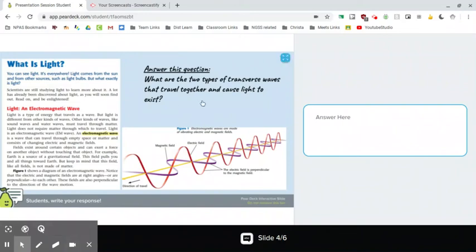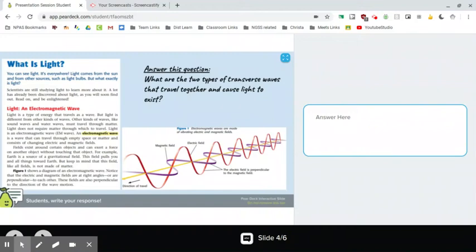Here's where I grabbed a different page in the book. Starting to explain light specifically, this description for light is actually the same description as for all electromagnetic waves, but this was found in the chapter that describes light, and so I wanted to point it out for you. You can see light. It's everywhere. Light comes from the sun and from other sources, such as light bulbs. But what exactly is light?